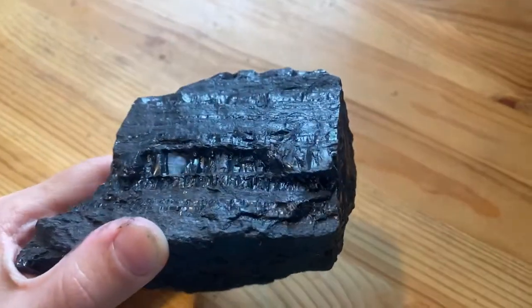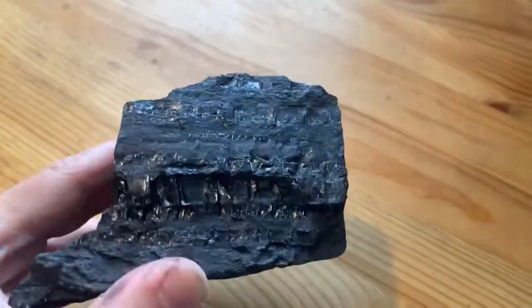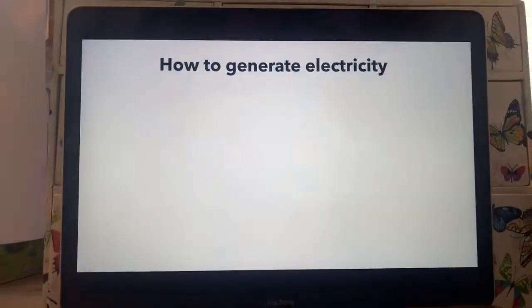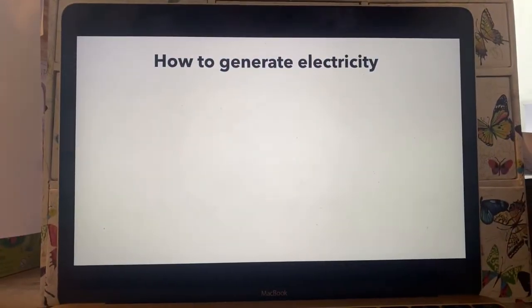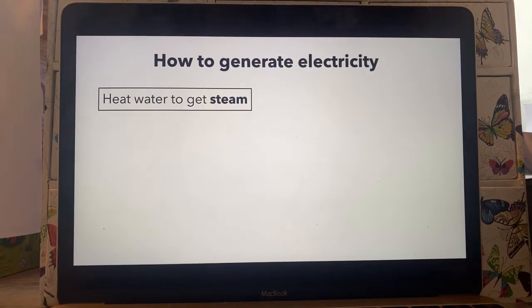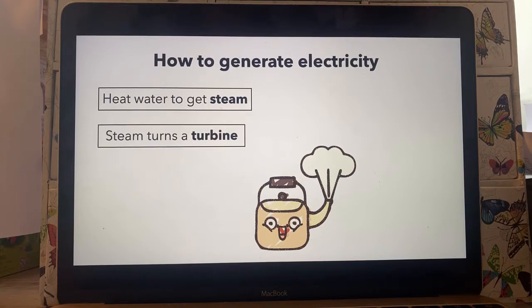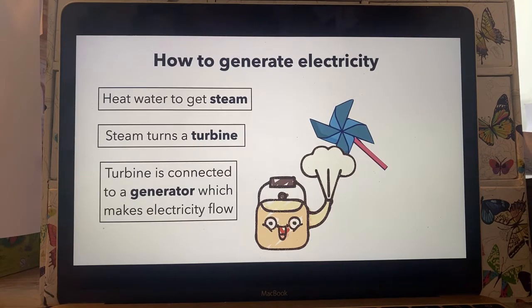So the first thing I'm going to do is explain to you how electricity is produced, as if you were a tiny child, which you might be. Welcome. That's fine if you are. Here's how you generate electricity. You heat some water to get steam. Here we go, there's a picture of a kettle making some steam. And the steam turns a turbine. You can think of it as being like a windmill. So the turbine spins and the turbine is connected to this thing called a generator, which makes electricity flow.